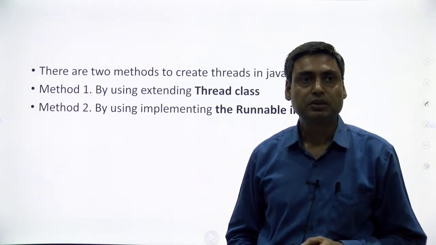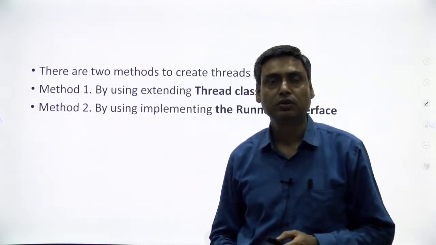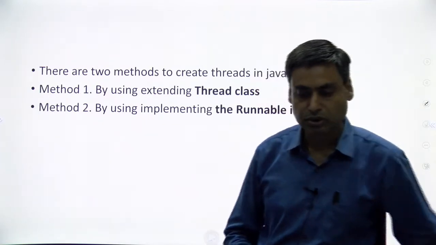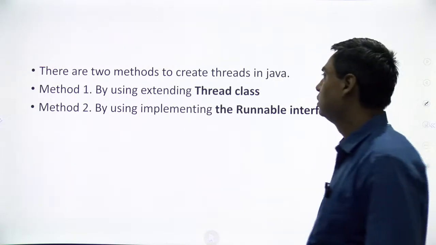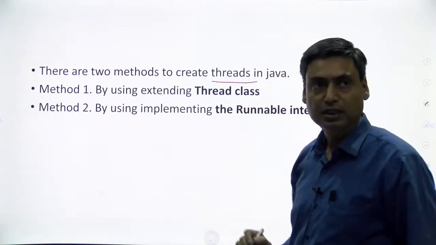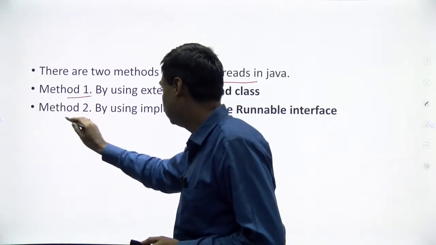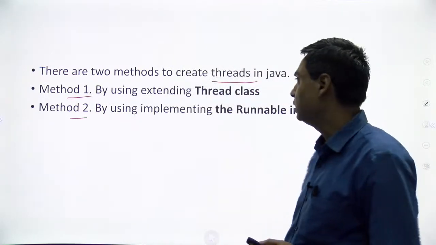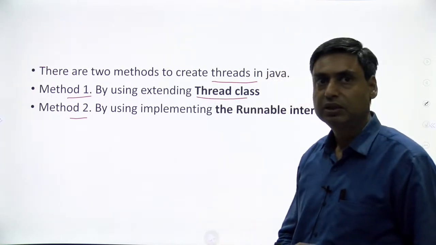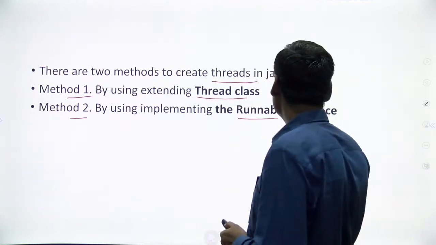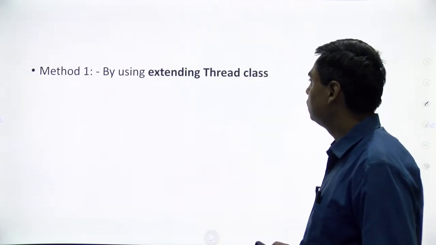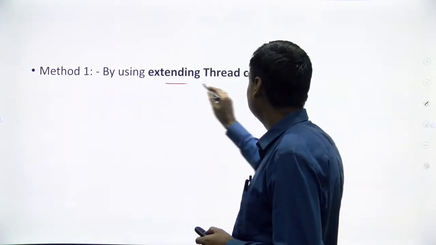Next, I am going to discuss how to implement multithreading in the Java language. So there are two very important concepts. When you are going to implement multithreading in Java, there are two methods, method 1 and method 2. In method 1, we extend the Thread class. In method 2, we implement the Runnable interface. So method 1 is extending with the help of the Thread class.